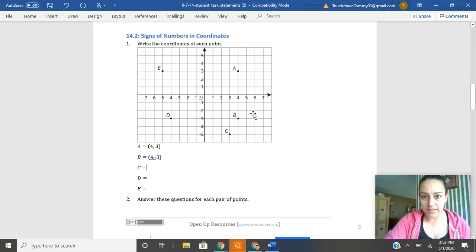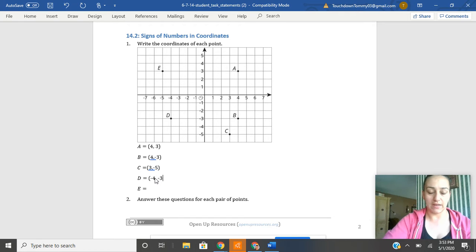C is also in this fourth quadrant here. This time it's over 3 and down 5. So over 3, down, so negative 5 there. D here in the third quadrant, horizontal first, so I'm going backward to the left, negative 4, and then downward 3. So this one's got a negative on both, negative 4 and then negative 3.